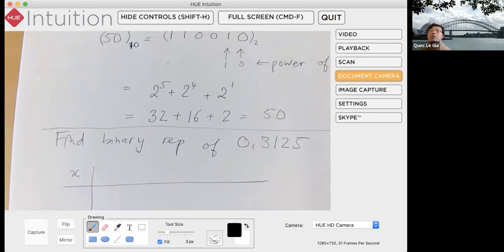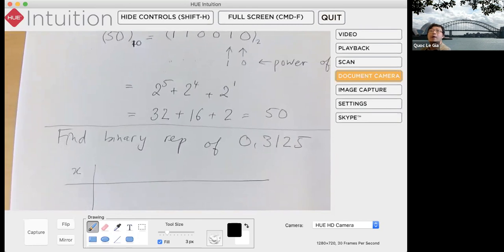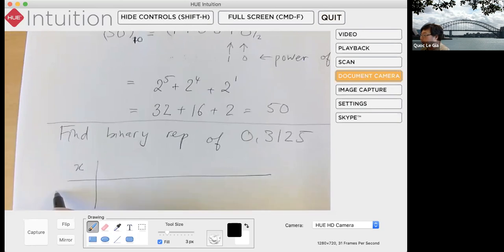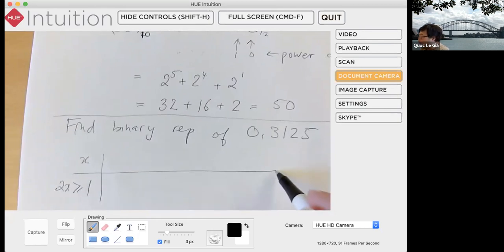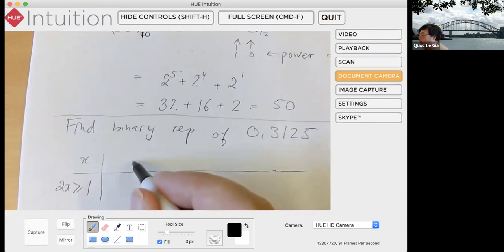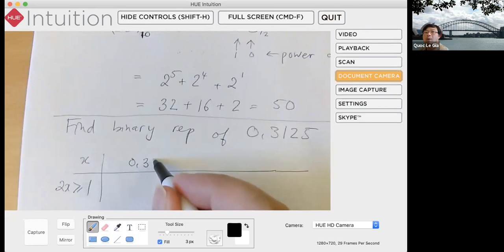And now you see whether 2x is bigger than 1. So in the tutorial, I will explain how we come up with this algorithm, okay? But now just use the algorithm first. And then, so now you put in 3, 1, 2, 5, right? So now 2x, is it bigger than 1?